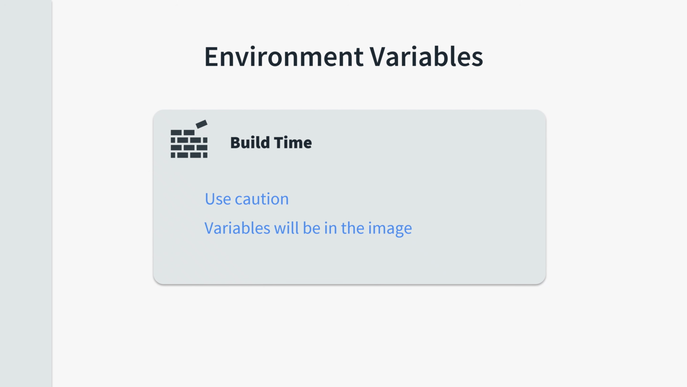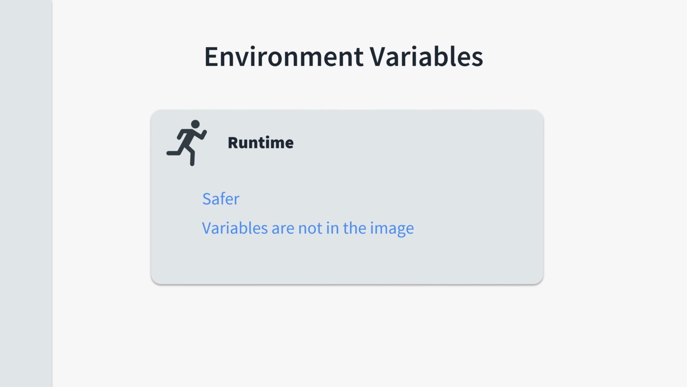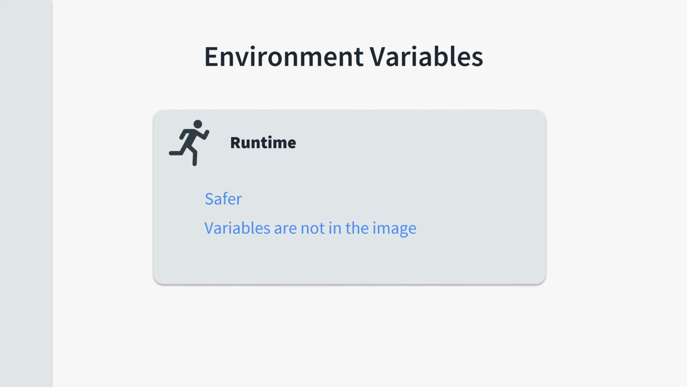In the last video, we saw that environment variables can be added at build time using the Dockerfile. But we need to be careful. Anything baked into the image at build time stays in that image, and anyone with access to the image can read it. Passing environment variables in at runtime is much safer. The values are not embedded in the image, they're only present in the running container.